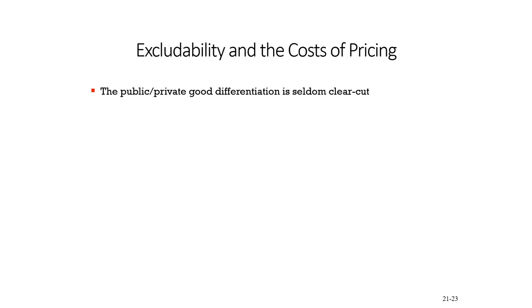The market valuation of a public good is a vertical summation of all prices that the individuals are willing to pay, whereas in the case of private goods, it's a horizontal summation of all prices that the individuals are willing to pay. So now this issue of excludability is important in the context of costs of pricing. Often the public and private good differentiation is not very clear, and there are various goods and services that fall very close to each other in the differentiation. But economists prefer to classify goods according to their degree of rivalry and excludability.